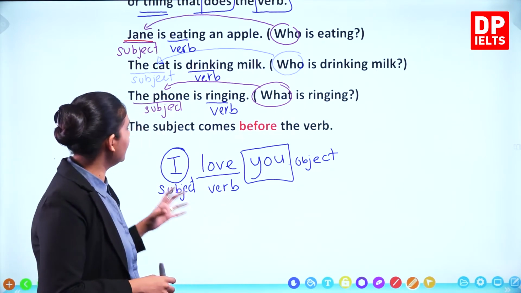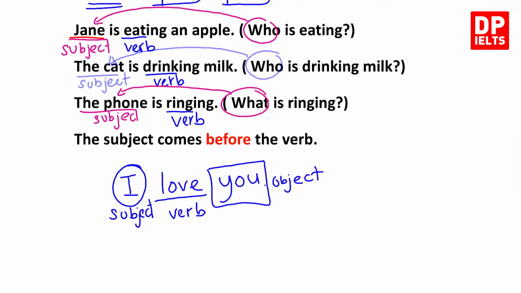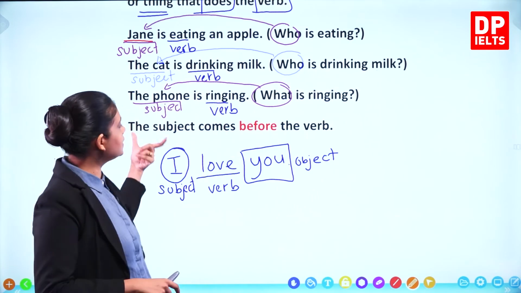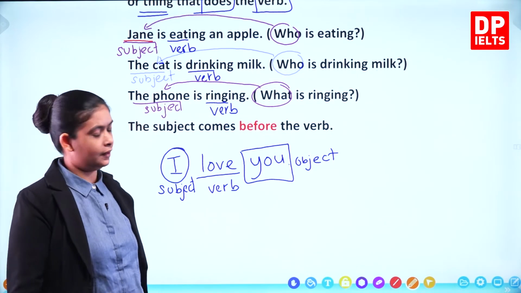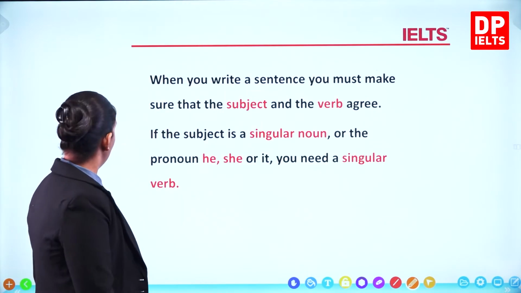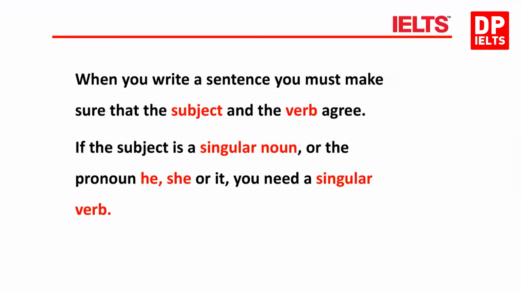Alright, so that is why you have to always remember that the subject comes before the verb, right? Now, when you write a sentence, you must make sure that the subject and the verb agree.